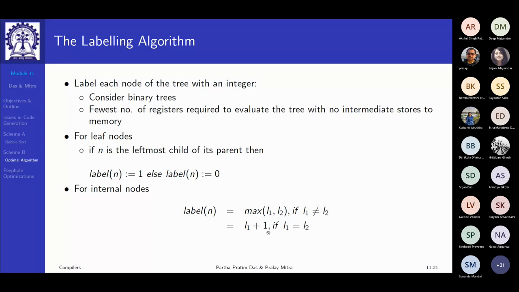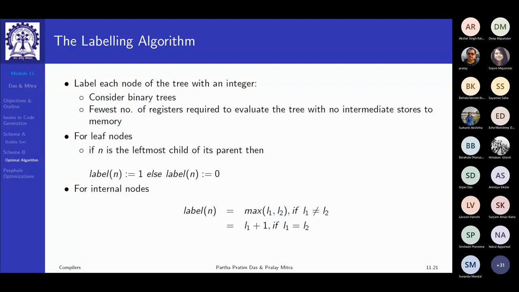But if they are unequal, then I will need the maximum of these two, because what is the intuition? Intuition is simple. If they're unequal, then one is smaller, other is larger. So what I'll do is I will compute first the subtree that needs more number of registers. Let's say L1 is less than L2.